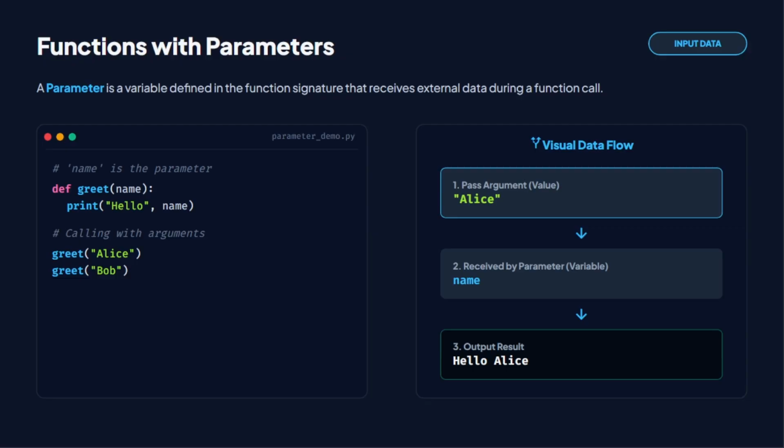Exactly the same thing happens in Python. The parameter never changes, but a different argument can be supplied every time the function is called. So remember this simple sentence: parameter equals placeholder and argument equals the actual value. If you remember this, you will never confuse them again.